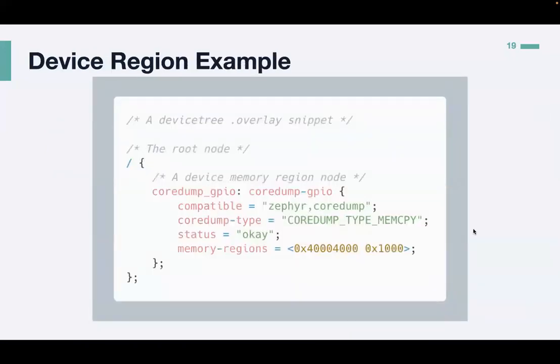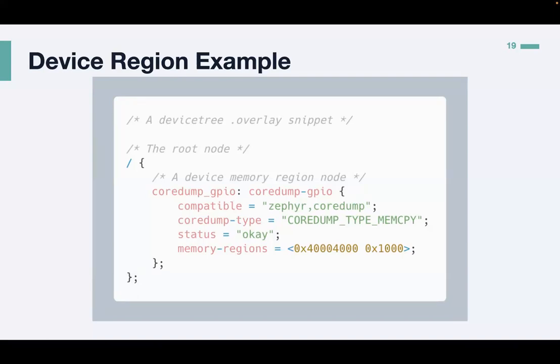So as I mentioned before, this is an example of a device region. And what we're doing here is we're using device tree to define a memory region that the Zephyr Coredump subsystem will automatically collect when a Coredump occurs. And the example that I have here is we're collecting a region that I've called Coredump GPIO. And if we look at the starting address in the memory regions property, you can see that it starts at 4000, 4000 and has a length of 1000 hex. So this memory region, if you were to look this up, corresponds to the GPIO 0 block in the QEMU Cortex M3 target that Zephyr provides.